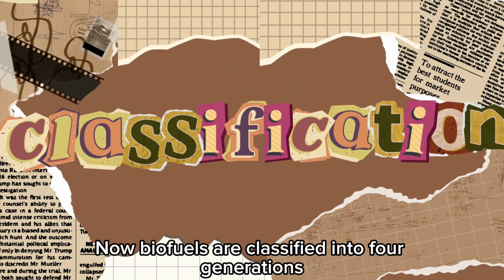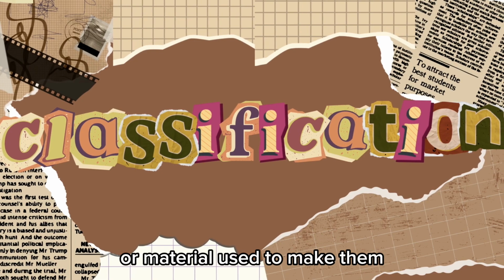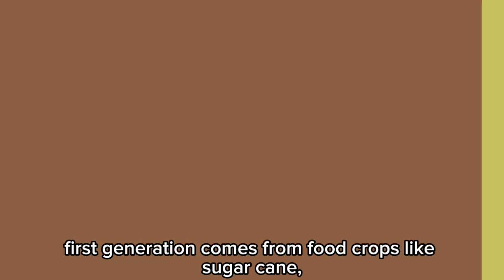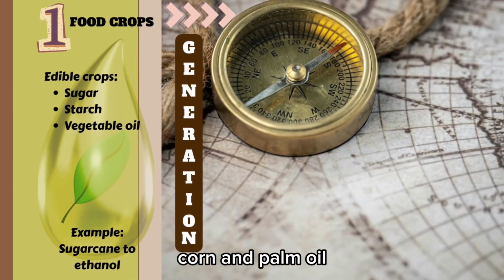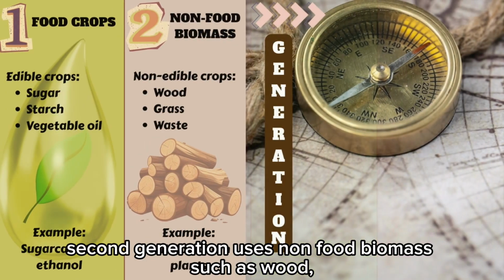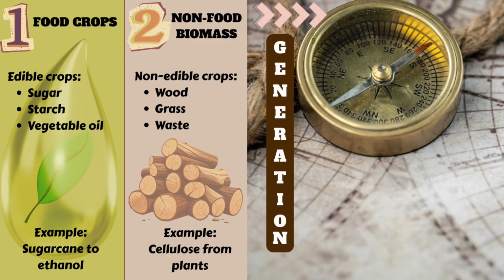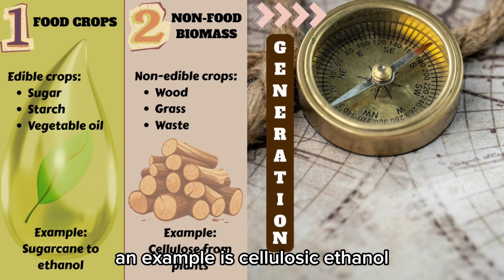Now, biofuels are classified into 4 generations depending on the feedstock or material used to make them. First generation comes from food crops like sugarcane, corn, and palm oil. Examples include bioethanol and biodiesel. Second generation uses non-food biomass such as wood, straw, and agricultural waste. An example is cellulosic ethanol.